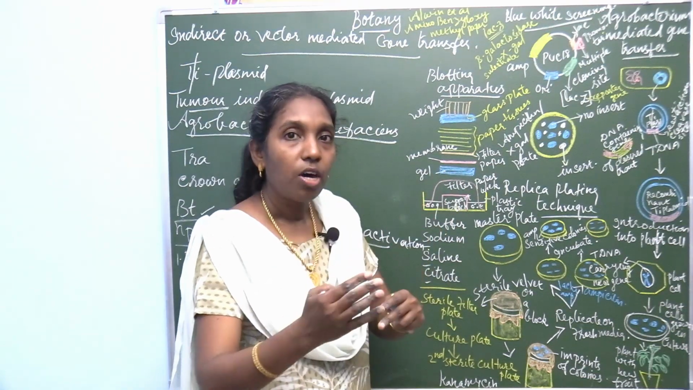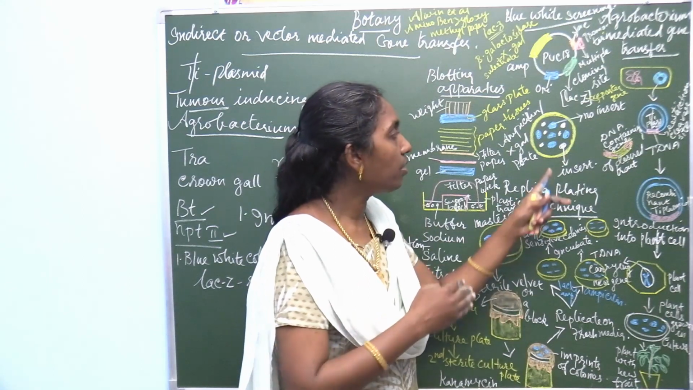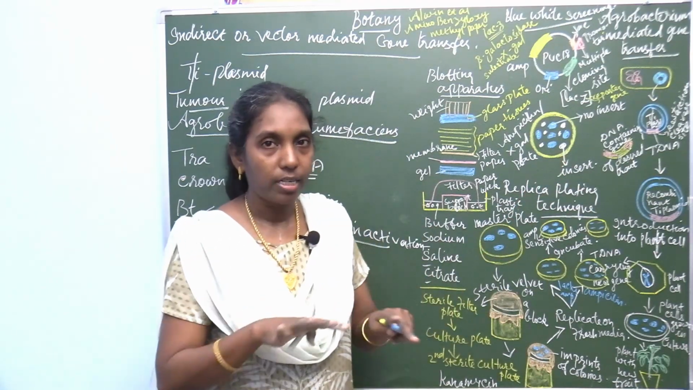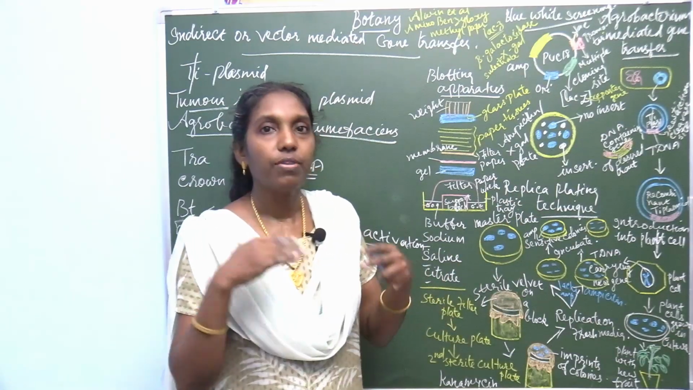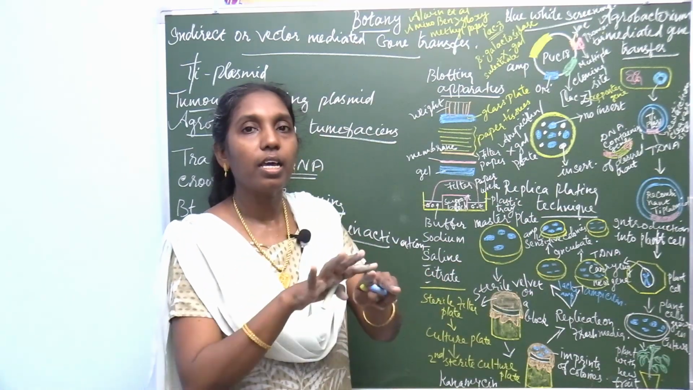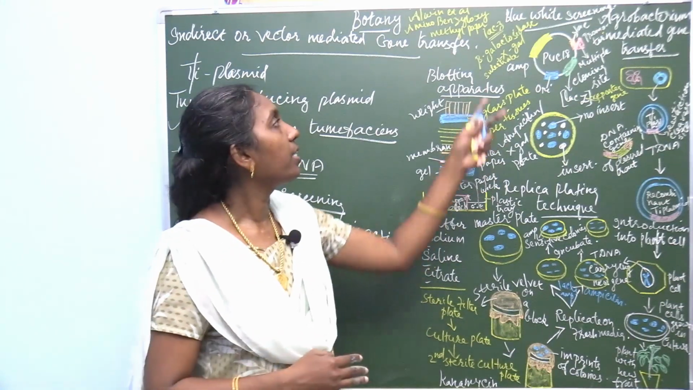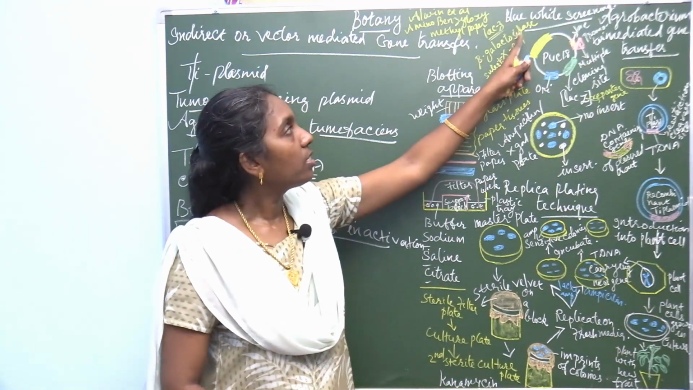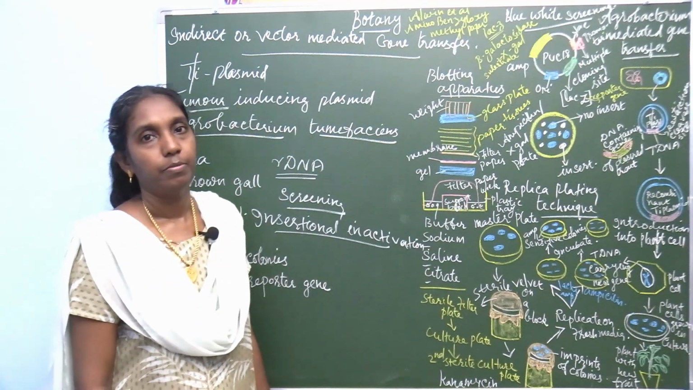So, if there is insertion of a foreign gene, it produces a white colony. And if there is no insertion, if the foreign gene has not entered, it forms a blue color. Depending upon the color, it can be selected. That's why this screening is called the blue-white screening method.